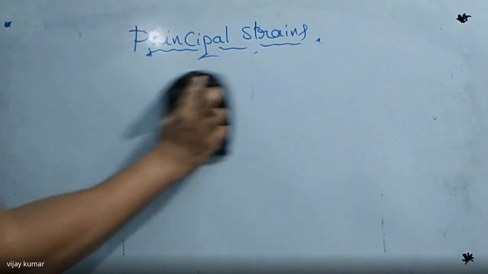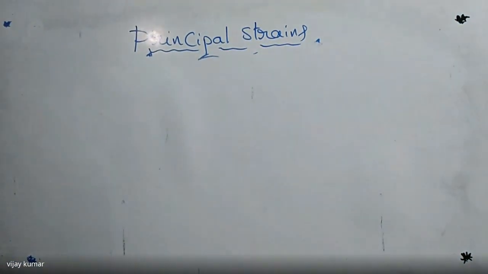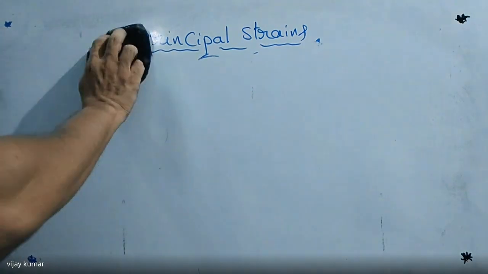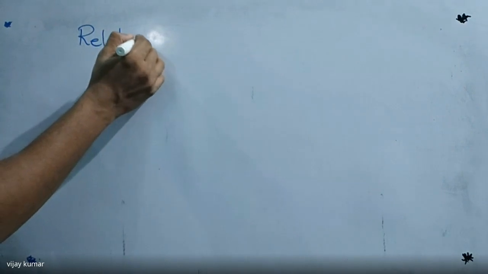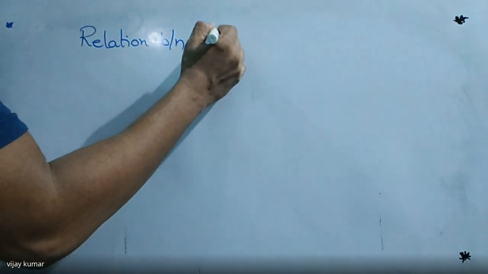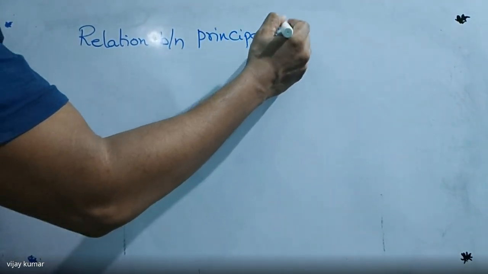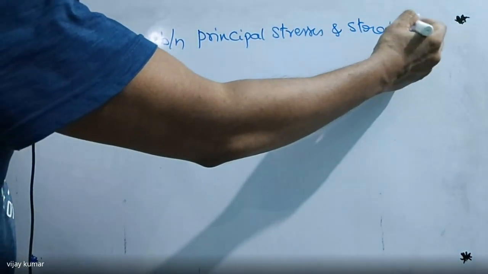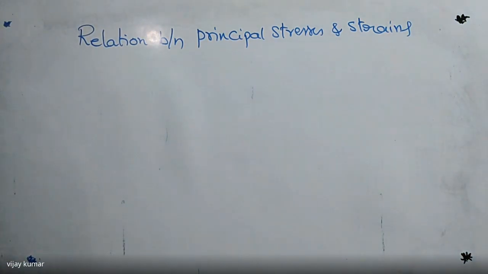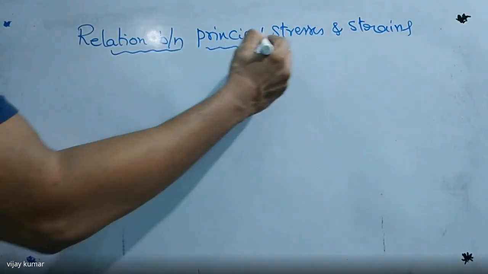So the formulas are all the same, but the only difference you have to observe is that epsilon xy must be equal to gamma xy by 2. Okay, right. So here I'm going to write a relation between principal stresses and principal strains.